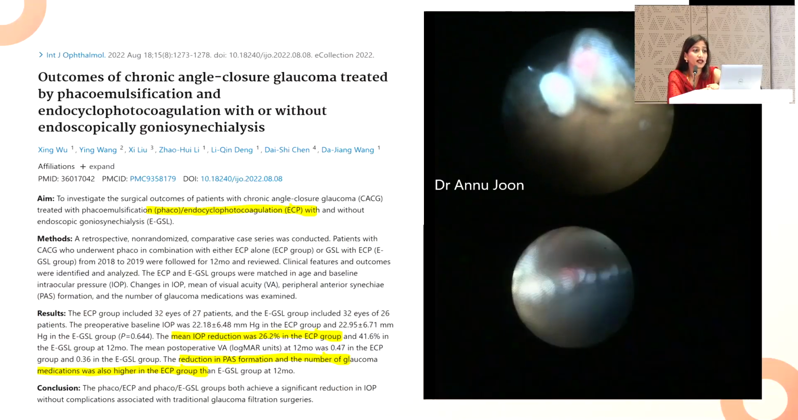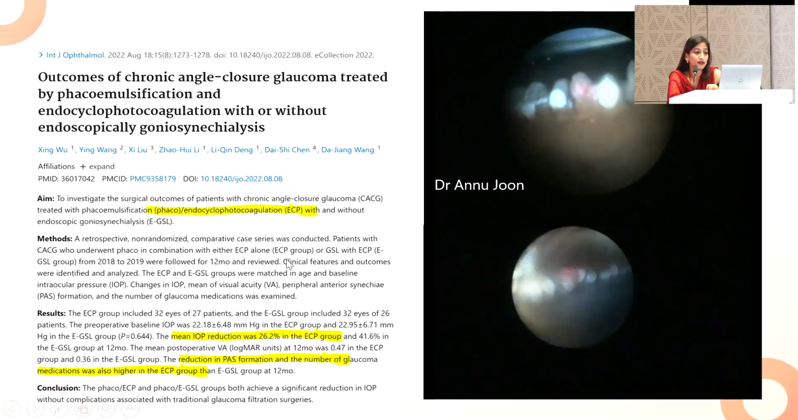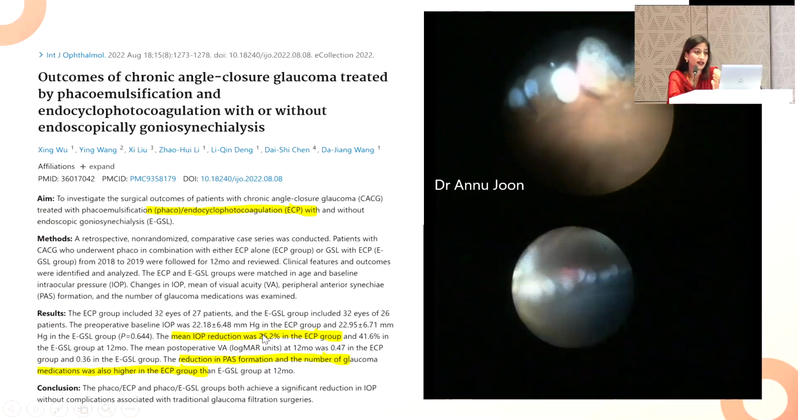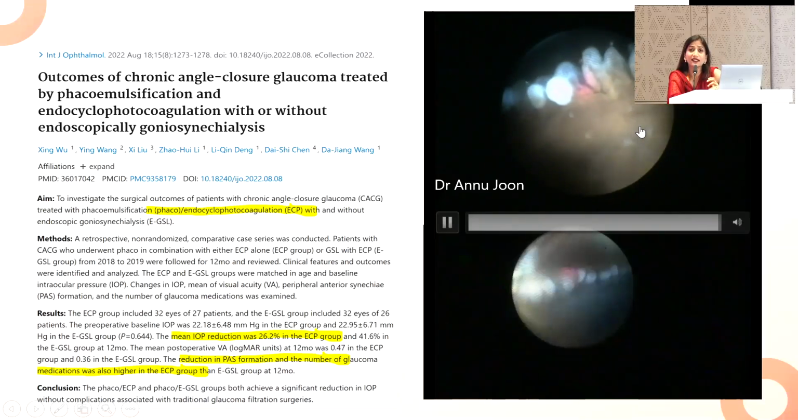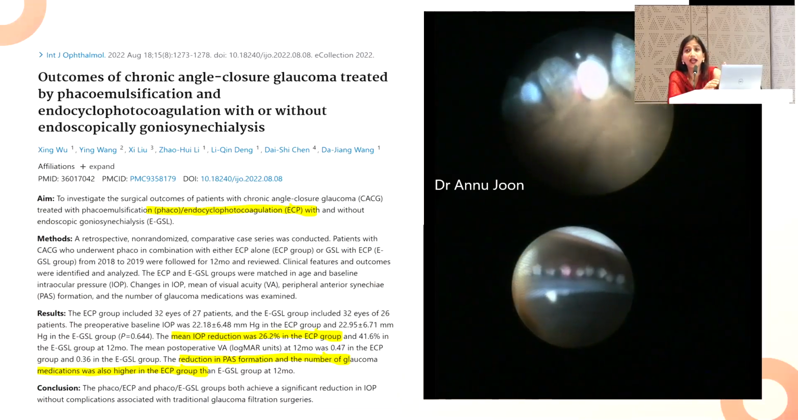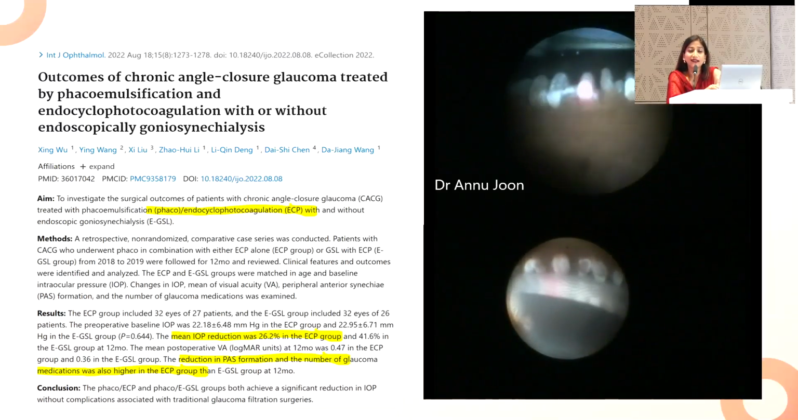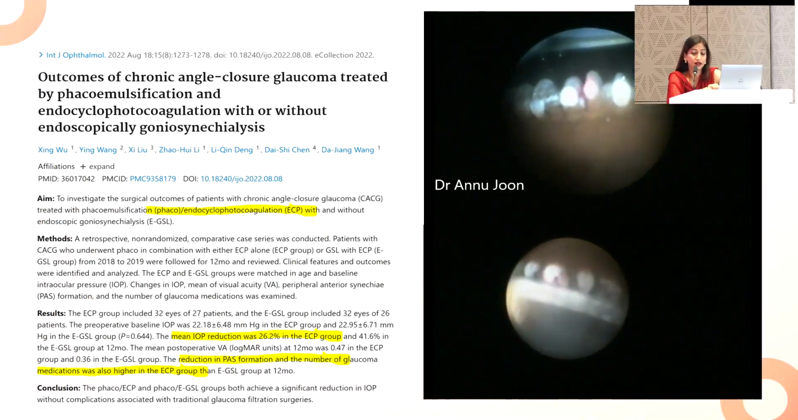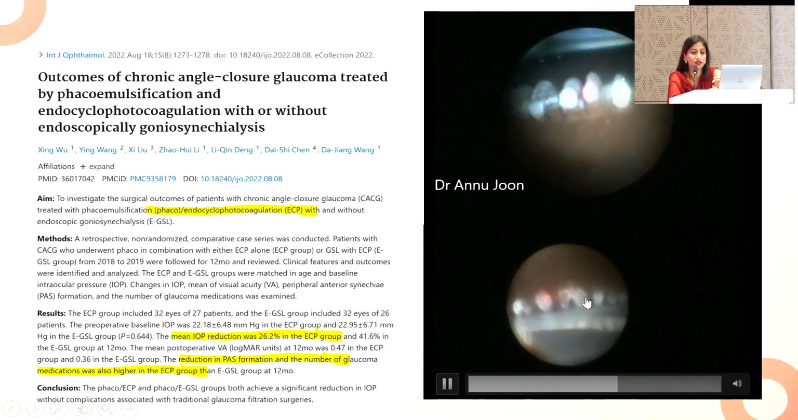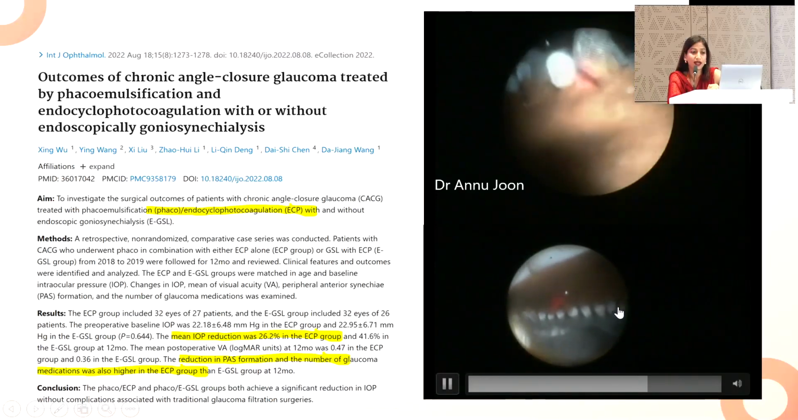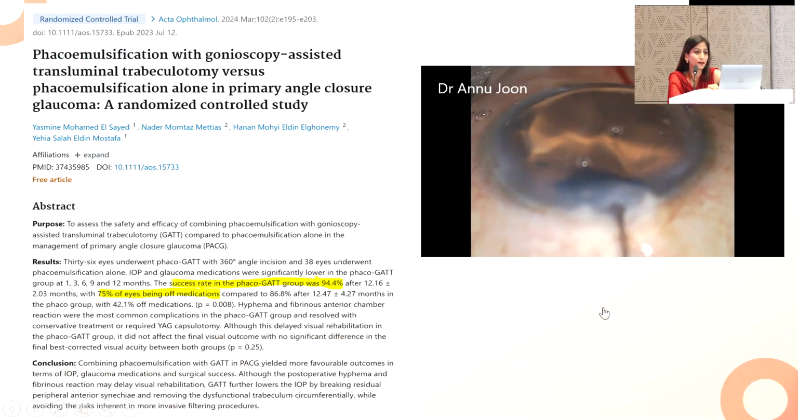Studies have also been done on chronic ACGs with phacoemulsification and ECP. They found that the IOP reduction was 26.2% in the ECP group. And the ECP group, which did not undergo goniosynechiolysis, had less PAS formation. This is one of the surgeries highlighting ECP, and the advantage it gives is that you can bypass that angle and go behind. So once you've done your lens surgery, you visualize the ciliary processes and you can coagulate them. This is a 360, almost a 270-degree view of how these coagulated ciliary processes look.